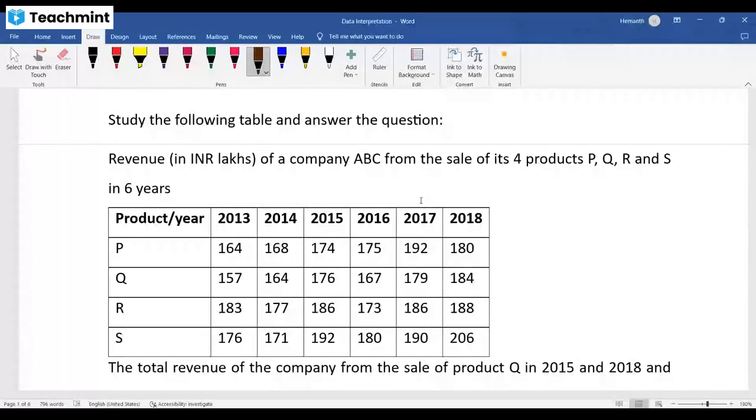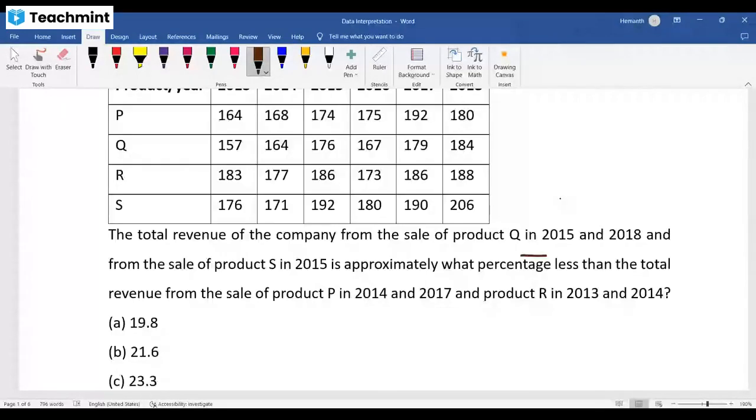Okay. Now we'll see there is a lot of data, but generally what you have to do is use only the required data. When they ask about 2016 or 17, they'll ask only one thing. Averages will take all, but see what they're asking. Q in 2015 and 2018 from the sale of product in 2015 is approximately what percentage less than.